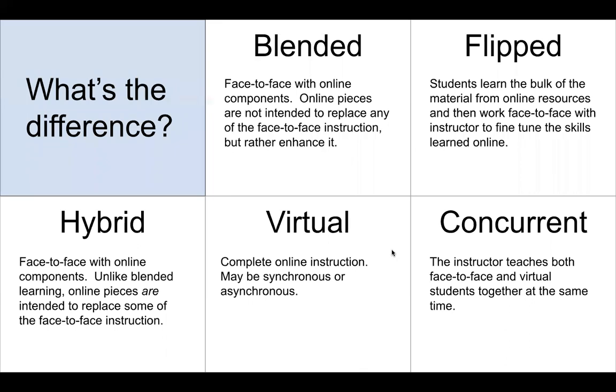Hybrid is face-to-face and online components together. However, unlike blended learning, the online pieces actually are intended to replace some of that face-to-face instruction. Virtual is complete online instruction. It could be synchronous or asynchronous. And concurrent is when the teacher teaches both face-to-face and virtual students all together at the same time in one classroom. And I know our attendees tonight are kind of all over the place on this chart, and that's great that we're able to effectively teach in so many different styles.